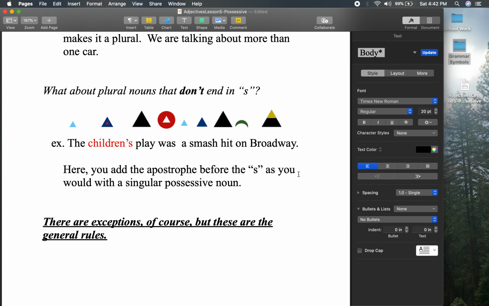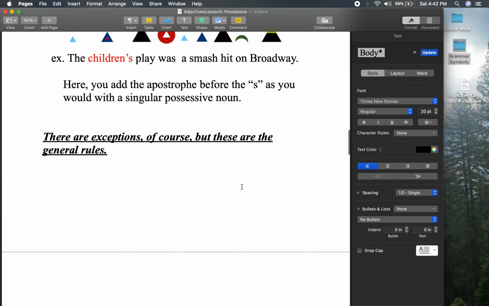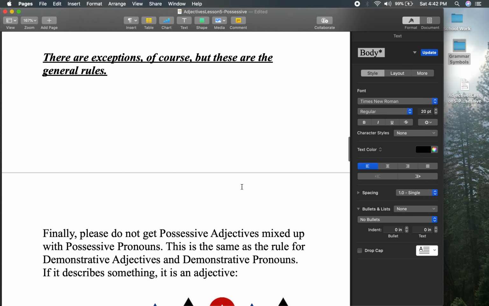There are exceptions, of course, but these are the general rules. Yeah, every time I think about making a rule or saying something about English grammar, I always have to remind myself just how many exceptions there are. It's the beauty of English, but also one of the frustrating things about it. English often goes rogue. It doesn't play by the rules. I kind of love that about it, but it can be frustrating.